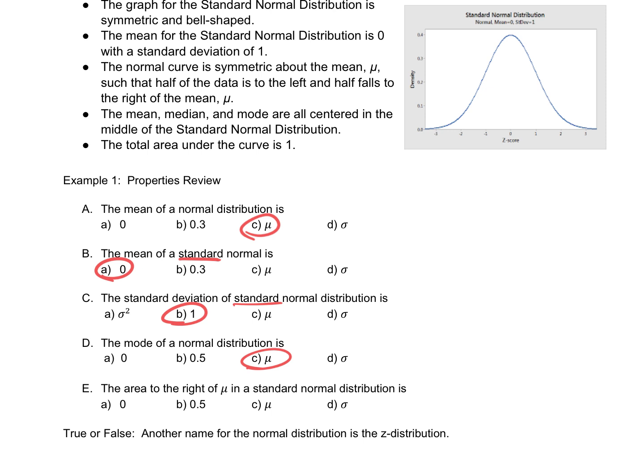The area to the right of mu in a standard normal distribution is what? Is it D? Oh, no, the whole thing is 1, so to the right of the mean is going to be half. Remember, half of that is to the right, half of that is to the left. Oh, I got you. And then true or false, another name for the normal distribution is a z-distribution. False, because it's the standard normal.